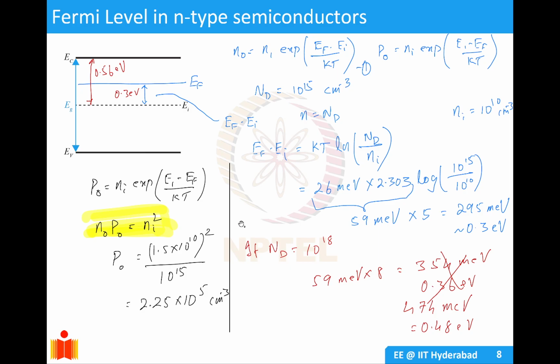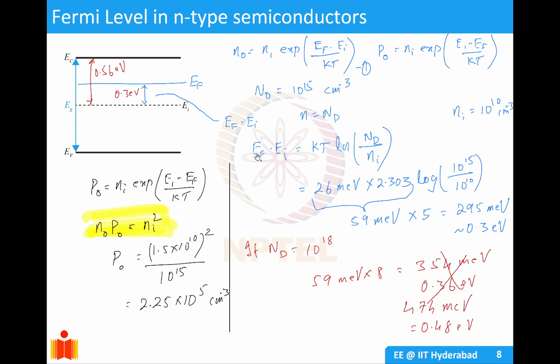So this is an example where you have an n-type semiconductor, where you are given Nd equals 10 to the power 15 per centimeter cube. So that will be your N equals Nd, and Ni is given as 10 to the power 10 per centimeter cube.